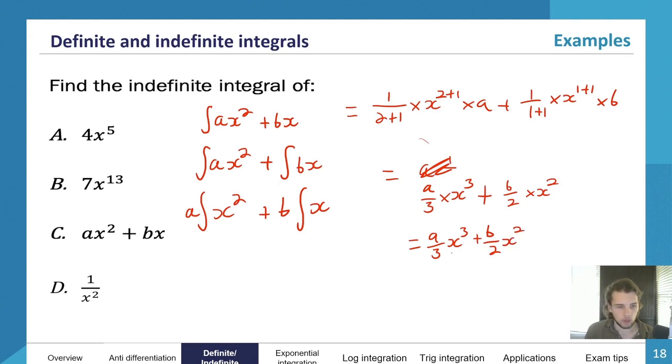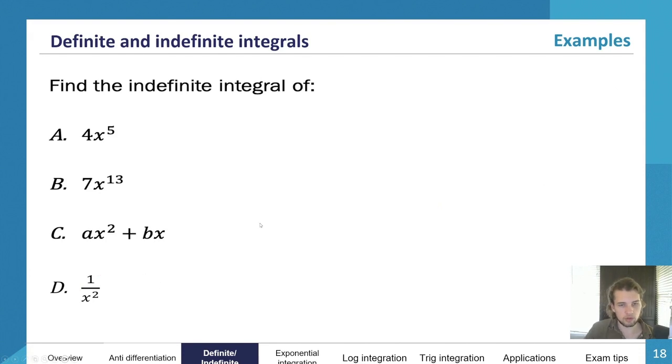Okay. So lastly, we have this one here. Now we'll try to apply this formula. Just consider that 1 over x to the power of 2 is the same as x to the power of minus 2. So let's do this. We're going to integrate 1 over x to the power of 2. Now that's equal to the integral of x to the power of negative 2.